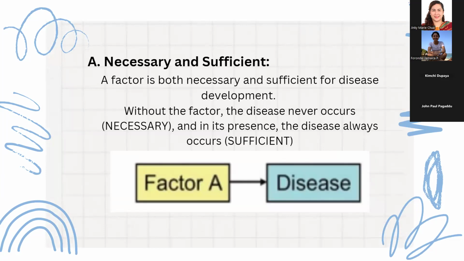The first type is the necessary and sufficient. A factor is both necessary and sufficient for disease development. Without the factor, the disease never occurs. Necessary, which is kailangan, and its presence, the disease always occurs, which is sufficient. Sapat at kailangan. Example po nito is yung bacteria na nag-focus ng TB, si Mycobacterium, in order to occur the disease, yung TB nga po. Next po.